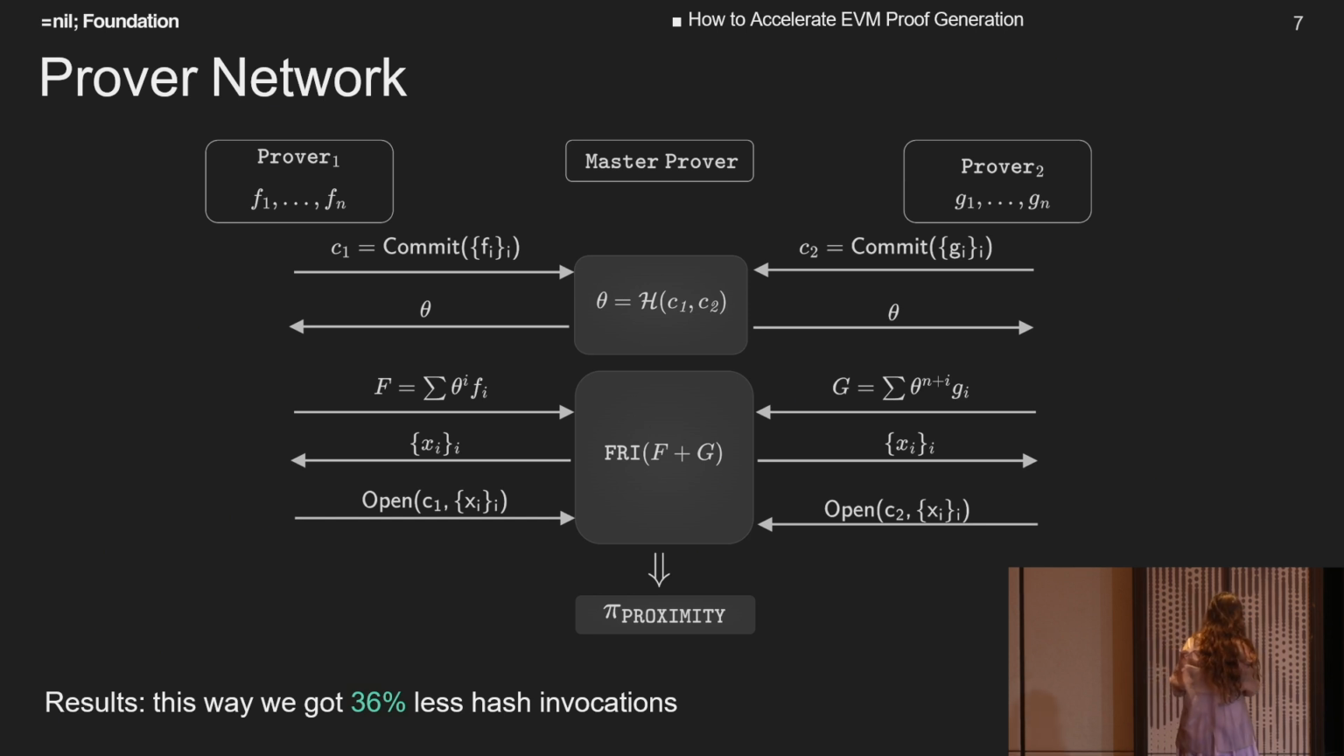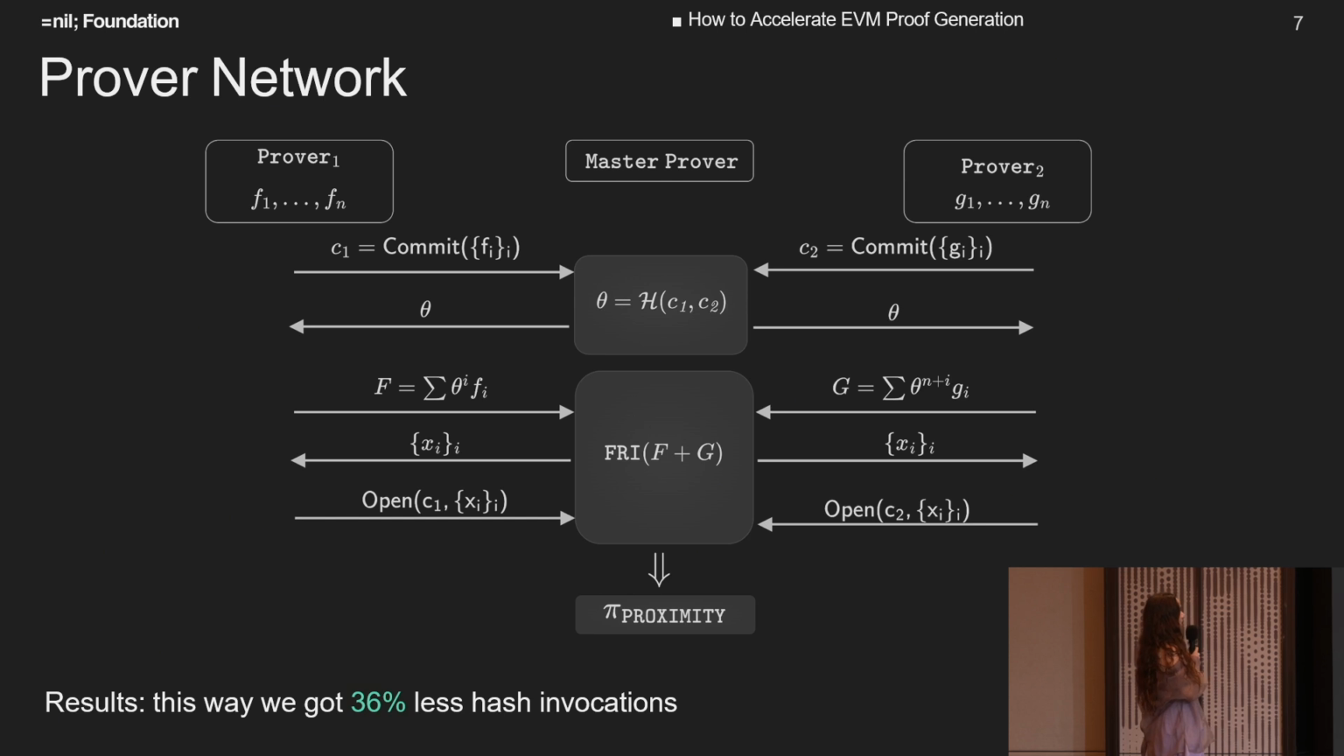For the prover, we have input polynomials, and we should commit them and send them to the master prover. The master prover, in its turn, will generate a challenge. And the usual provers should generate a linear combination from this challenge. After that, the master prover gets all the linear combinations. It will run the protocol, for this picture F plus G, and get a proof of proximity.